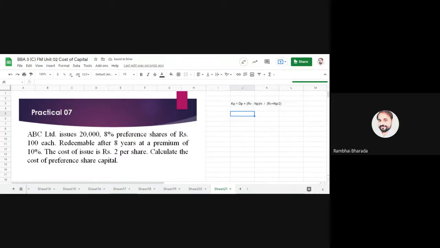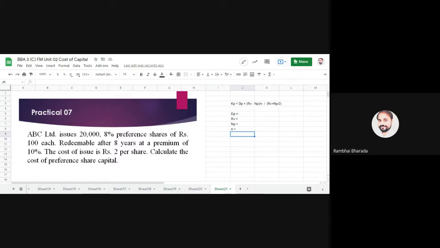Now write down which values we required. We required the value of DP, RV, NP and N. We required these 4 values. Okay. Now I am reading the question.